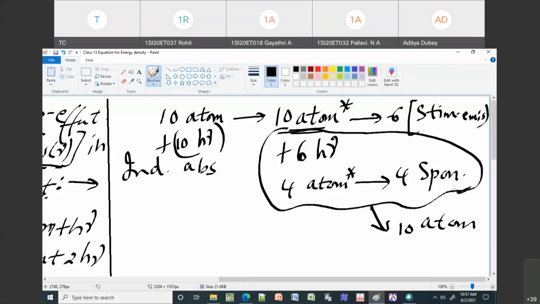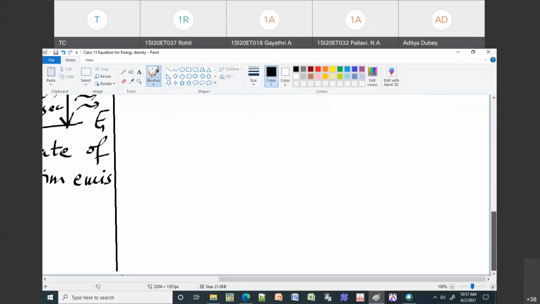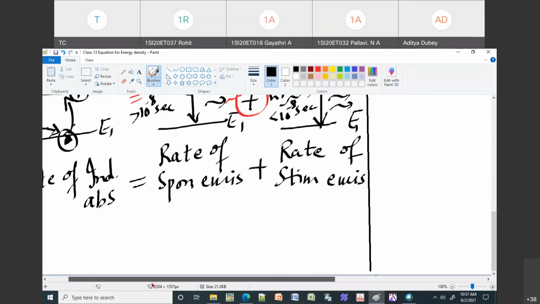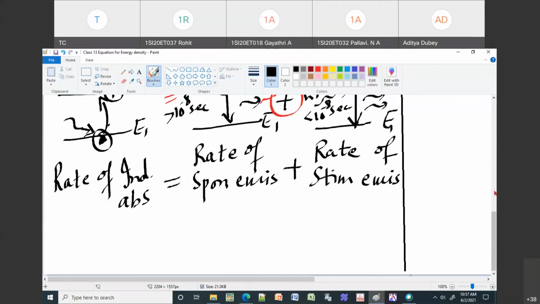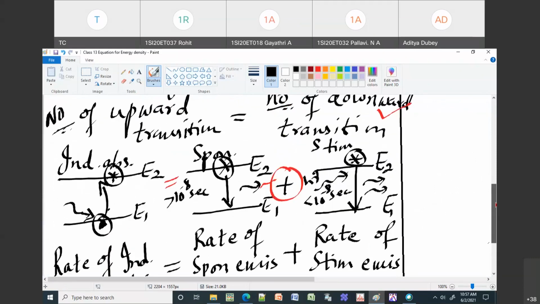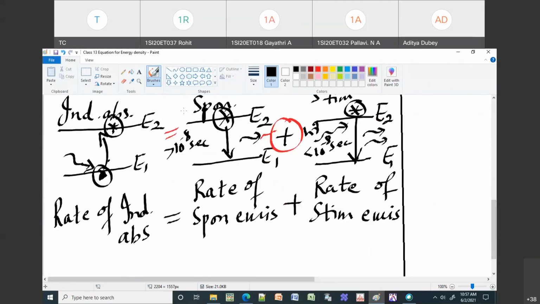If I want all the atoms to be in the ground state, then it is the sum of spontaneous emission and stimulated emission. So that is the reason we write this. Now this is your equation, and this will be the starting equation.